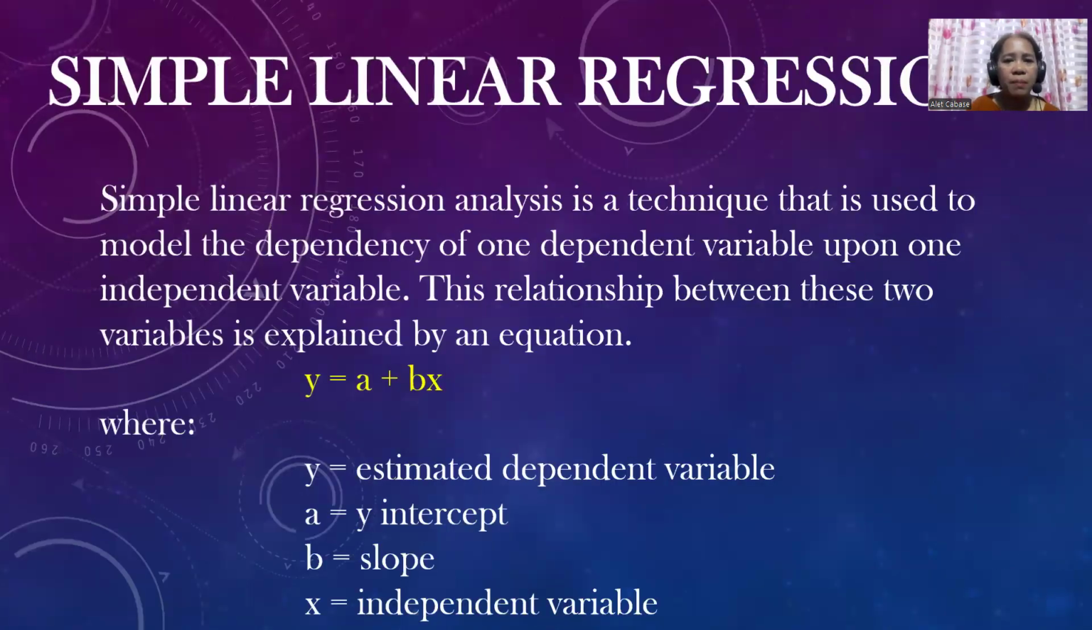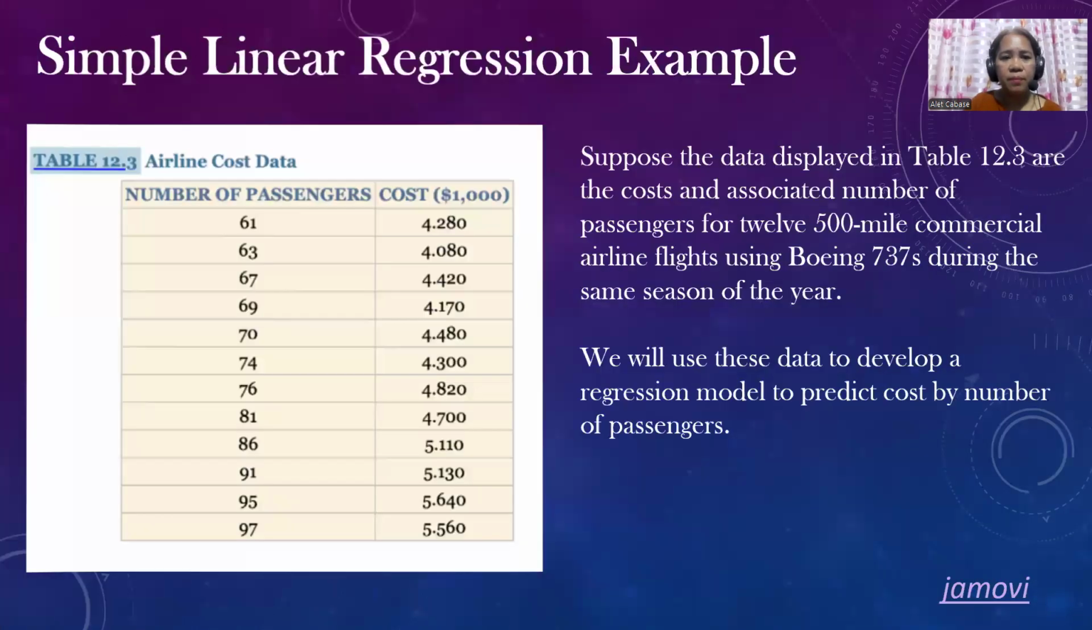Now let's go to simple linear regression. Simple linear regression analysis is a technique that is used to model the dependency of one dependent variable upon one independent variable. This relationship between these two variables is explained by an equation, y equals a plus bx, where y is the estimated dependent variable, a is the y-intercept, b is the slope, and x is the independent variable.